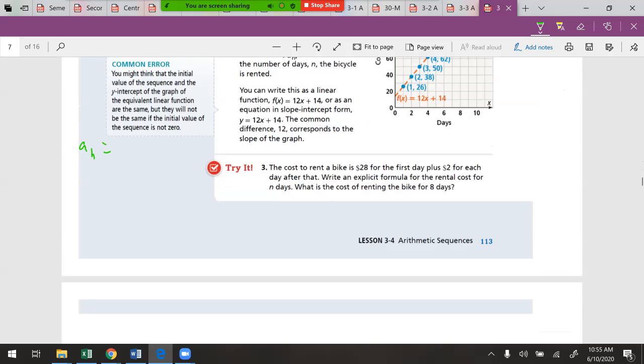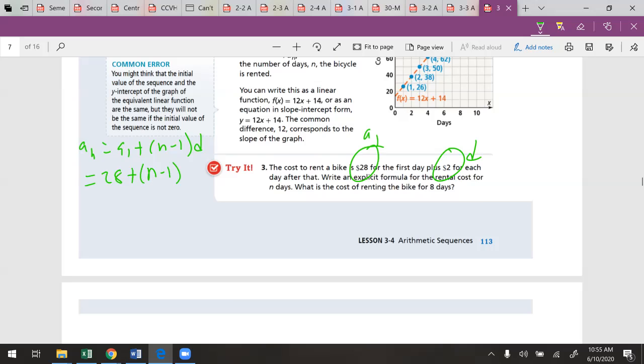Remember, it's the first number plus whatever number we want to find, n minus 1, times the common difference, d. This is your d, this is your first number. Let's write the formula. It's 28 plus n minus 1 multiplied by 2.